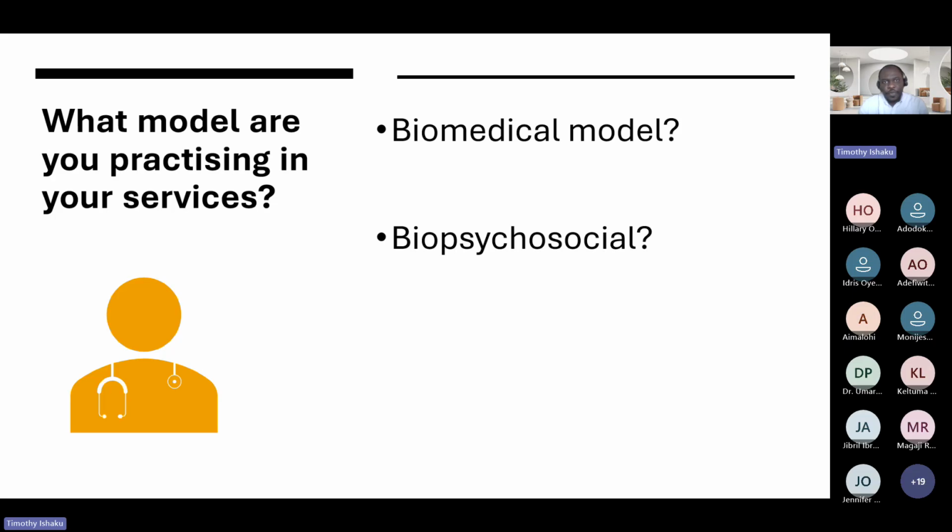A couple of people have put in responses. If you're still on the call, can you put in your responses? Those that have, thank you. For those that it's not new, the question is, are you using it in your service, or what model do you think you are using in your service? We'll look at those models as we go along, but what models do you think you are using, or how practicable is it that you are using it in your service?